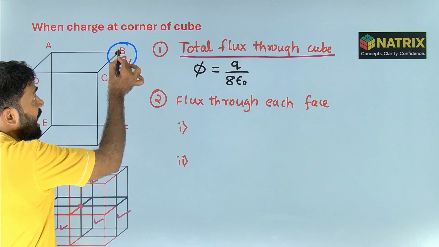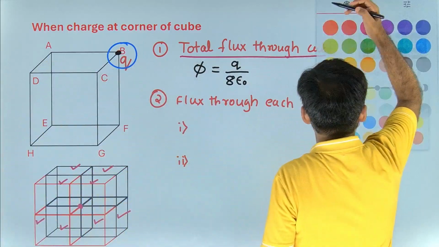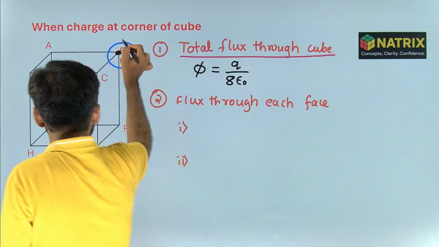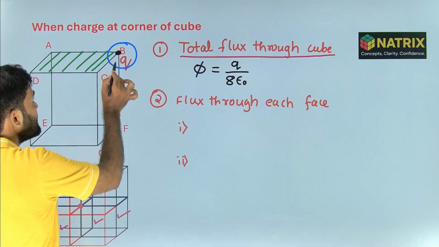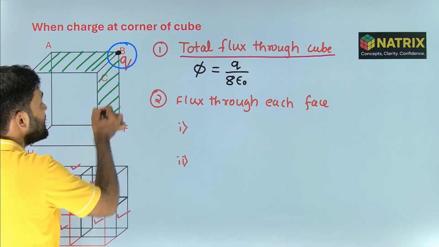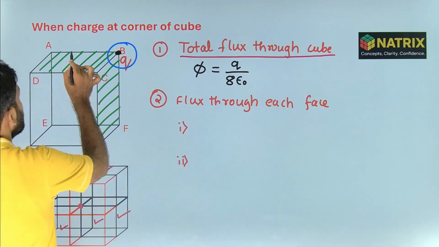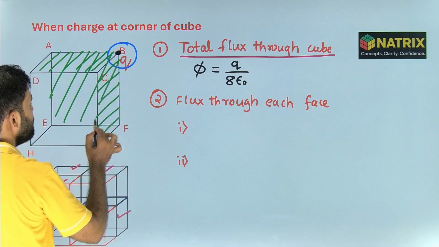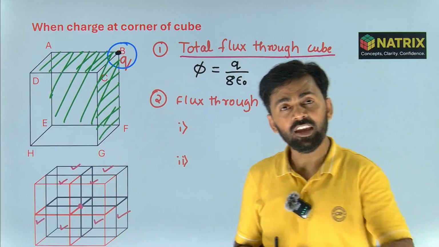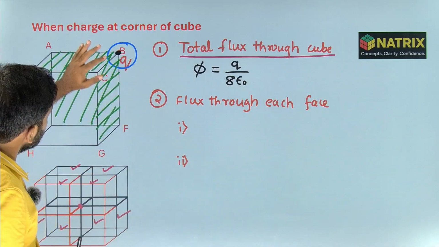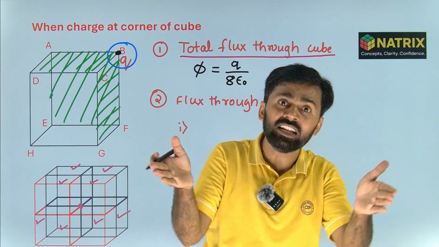See here, this charge I am talking about. This charge is shared or present on which all faces? Look at this. This charge is sharing the face ABCD, right? This charge is also present on the face CGFB. This corner is also shared by another face. Which face? AEFB. 3 faces, right? This charge is shared on these 3 faces, or I can say that corner is shared by what?